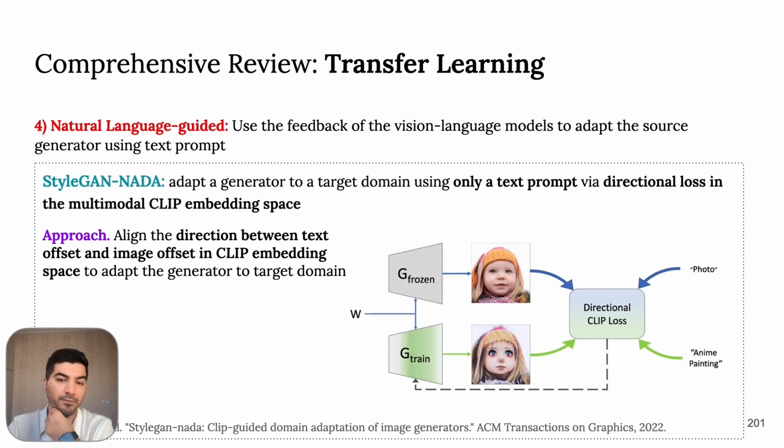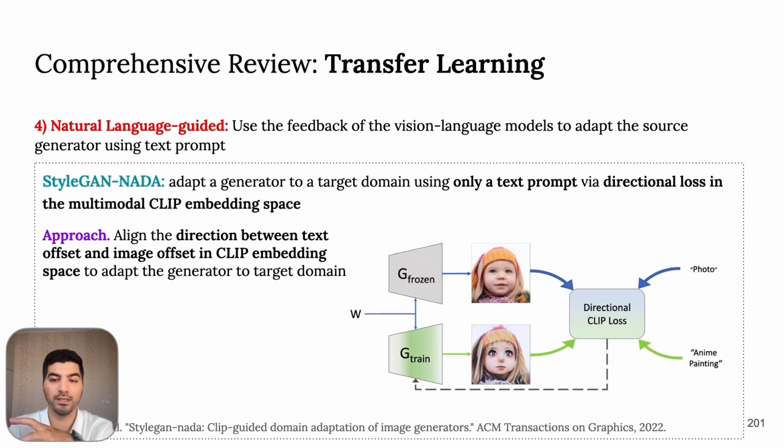This is the setup we have. In this setup, G-frozen is known. We know we have a pre-trained generator. And then we also know the text prompts for source and target domains. For example, here we have photo for the source domain and we have inpainting for the target domain. So the trained generator is what we want to obtain.